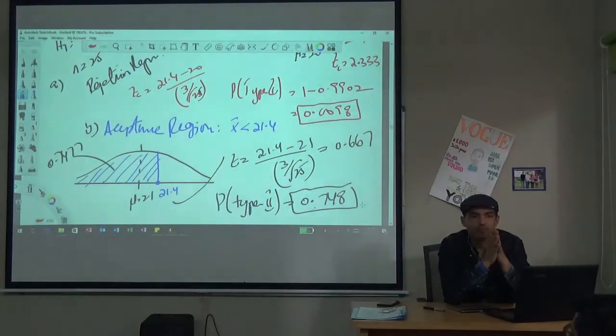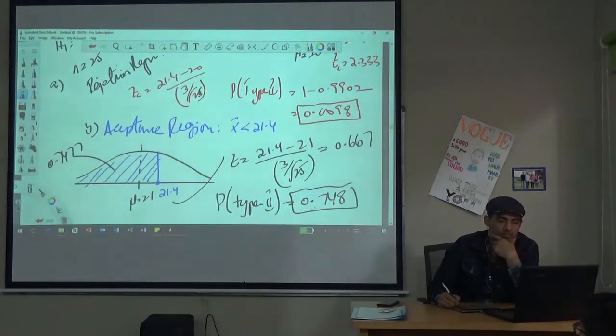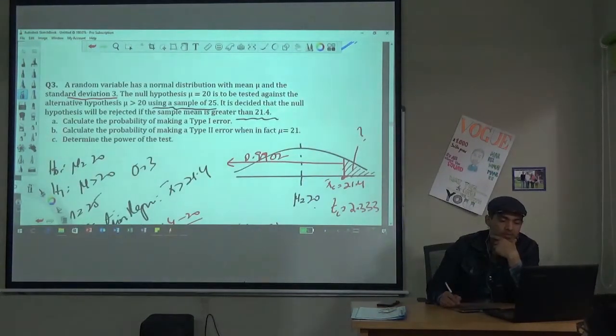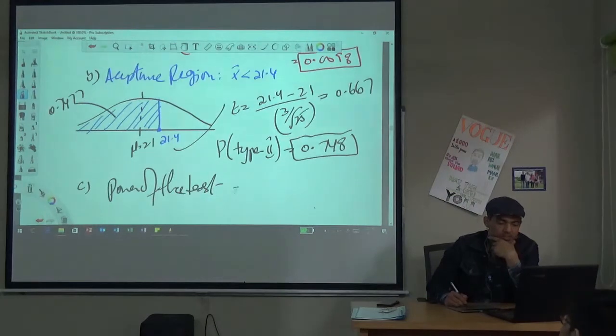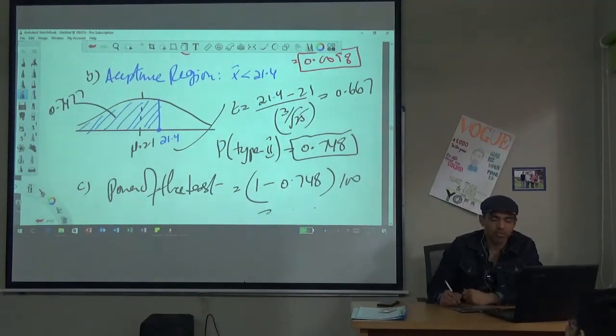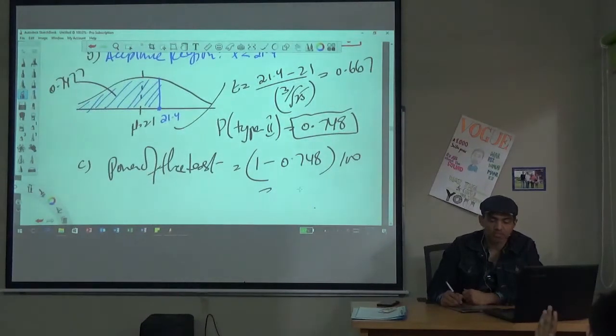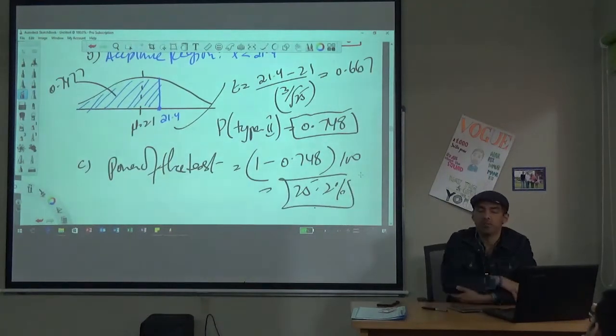Are we good? Any questions? Okay, determine the power of the test. Power of the test is 1 minus the probability of type 2. Into 100 will be given in percentage form. So that's 25.2%. That's basically the power of the test.